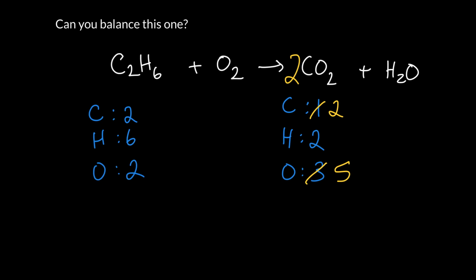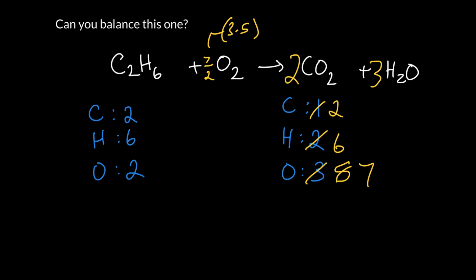Hydrogens are not too bad, we have 6 on the left, we can get 6 on the right by changing that coefficient to a 3, and that also changes our oxygen count, so now we've got 4 from here and 3 from here, and that makes 7. We can fix that by changing one more coefficient. If we have 7 halves, or if you prefer 3.5 oxygens, then that is going to do the trick. I can write 7 halves, or that is just 3.5 if you prefer fractions.